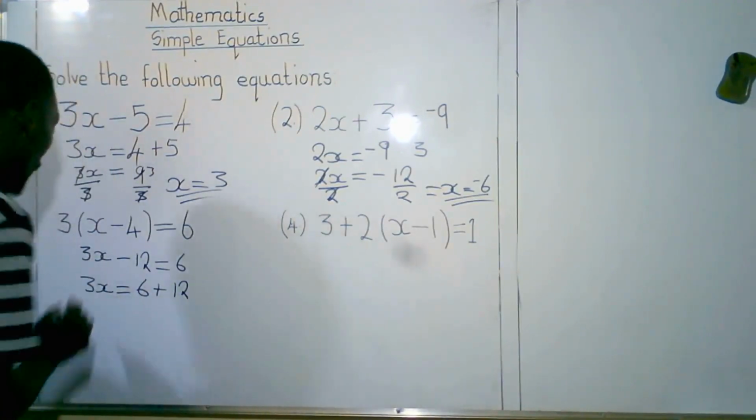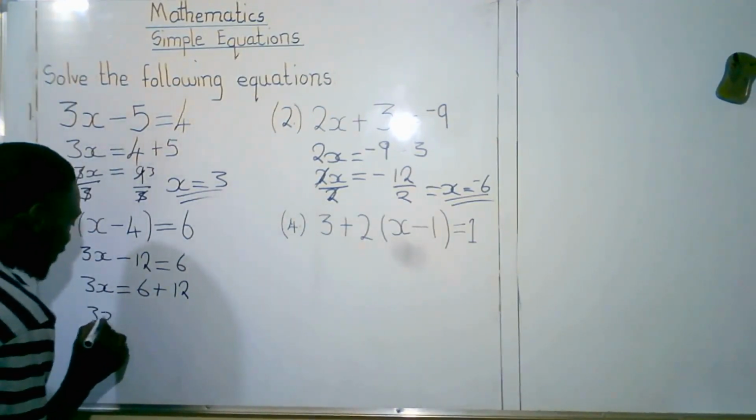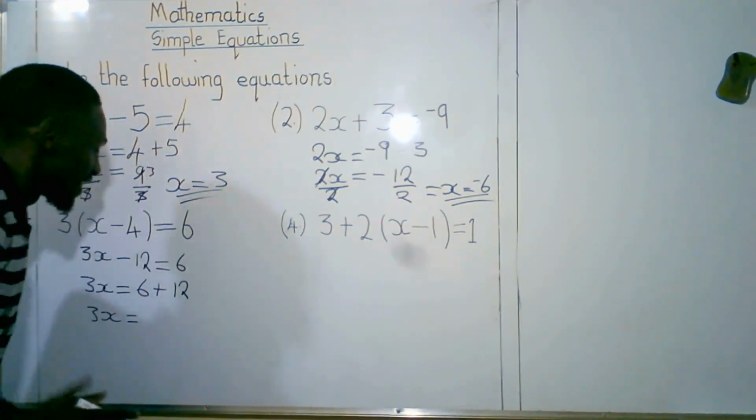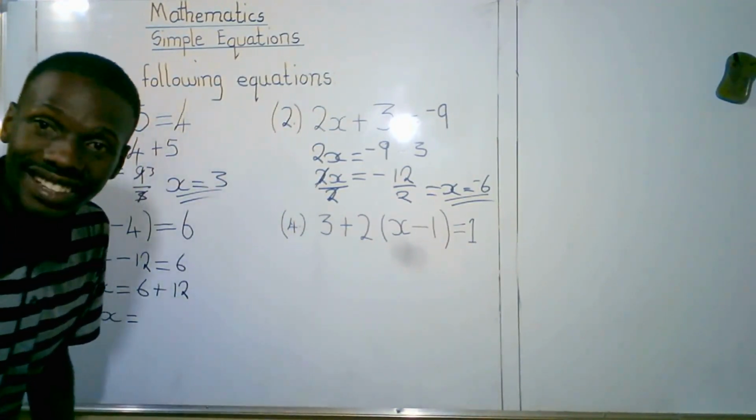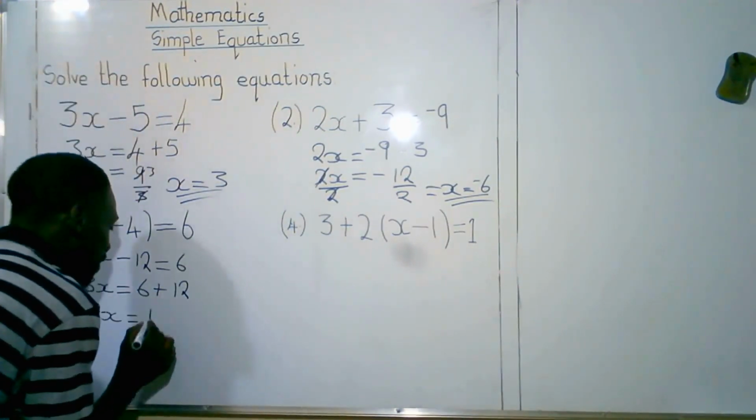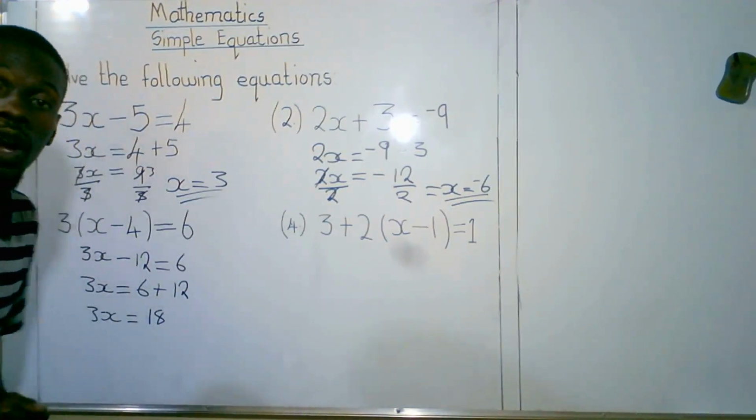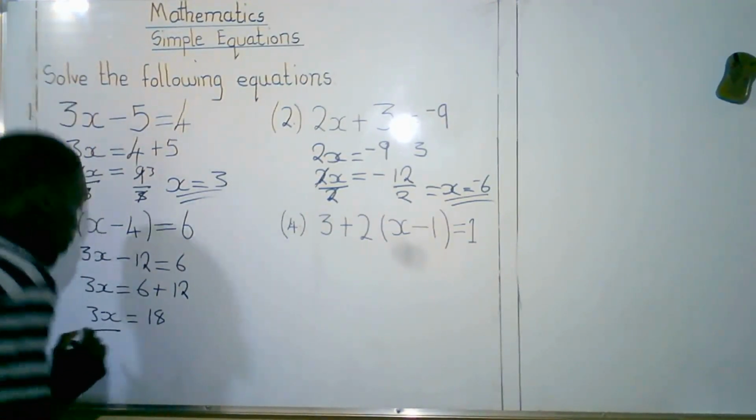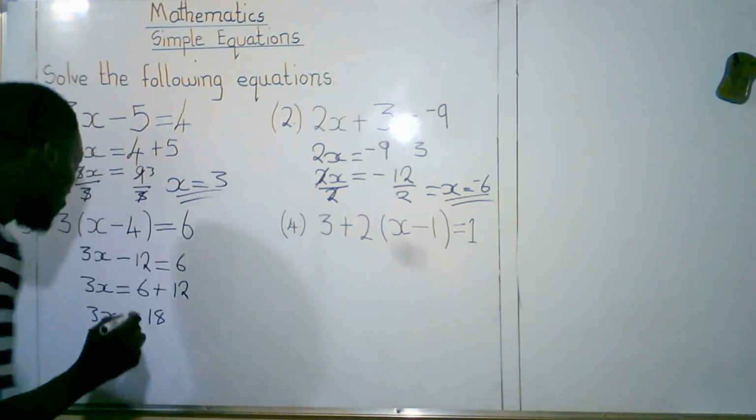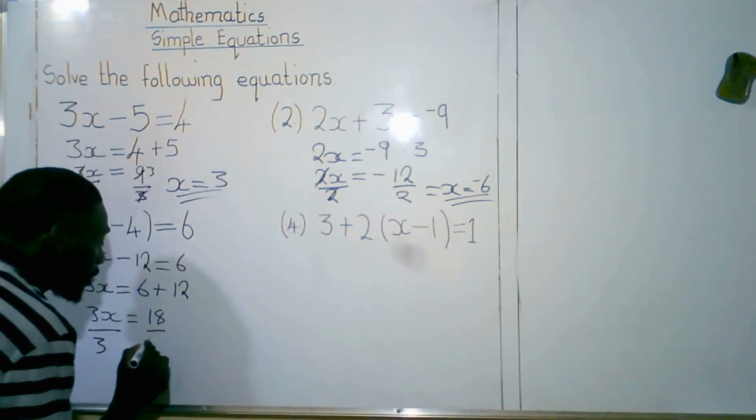What do we do? We bring down the 3x is equal to 6 plus 12. What's the answer? Very good. We're going to get 18. Have we finished? Not yet. We want to remain with x. So what are we going to do? We share both sides by 3.